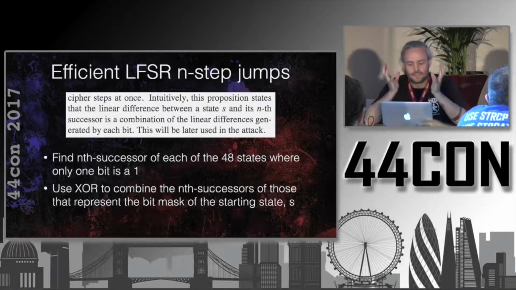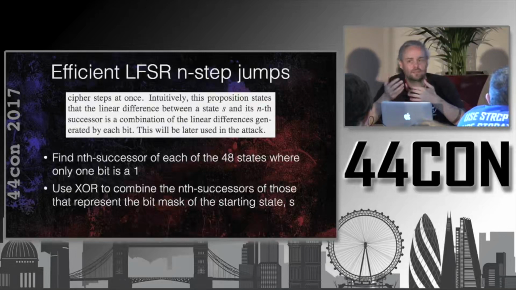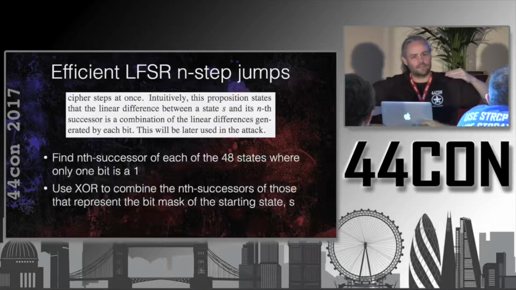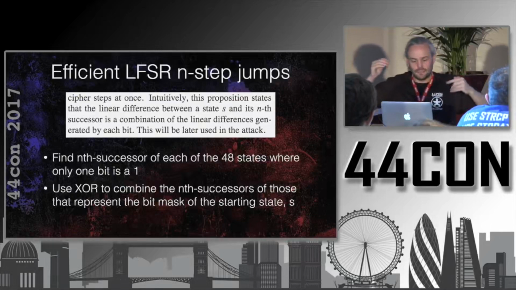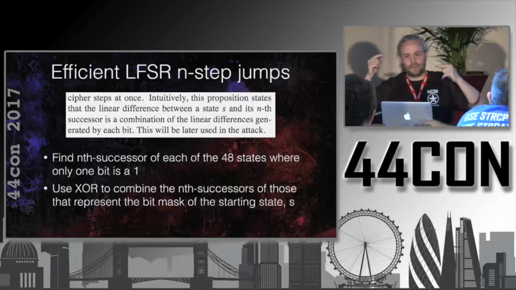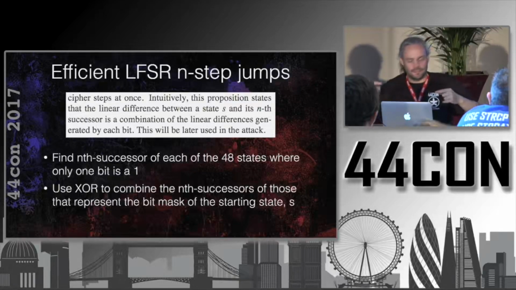What it's saying is that the linear difference between a state and the nth successor, so for n we're going to assume 2048 for all of this, but I use n all the way through because it's a generalization, right? Between a state and the state you get to 2048 cipher ticks later, the linear difference between those two states is a combination of the linear differences between each of the bits in the starting state having been advanced 2048 states.